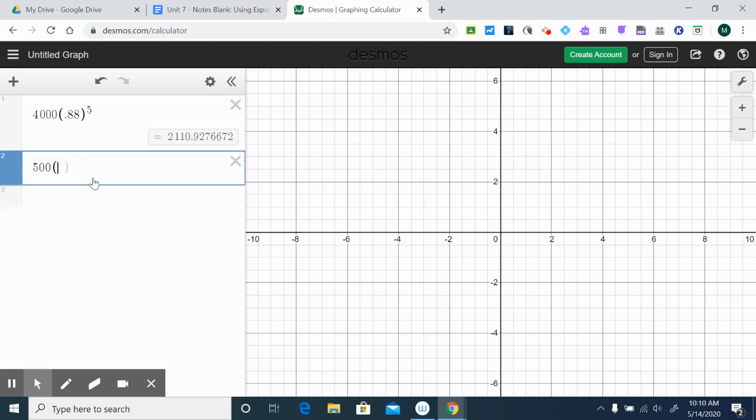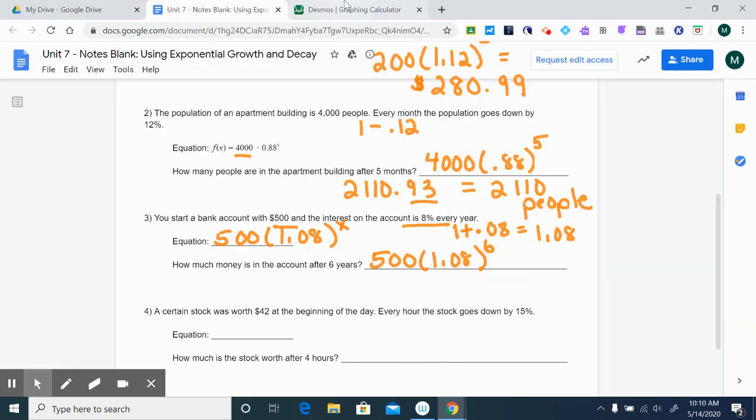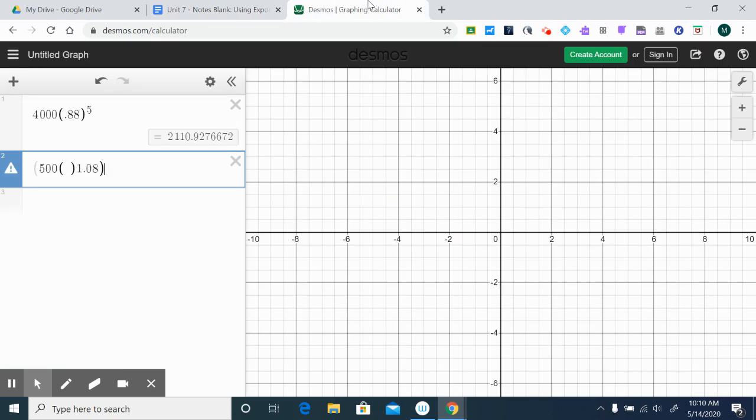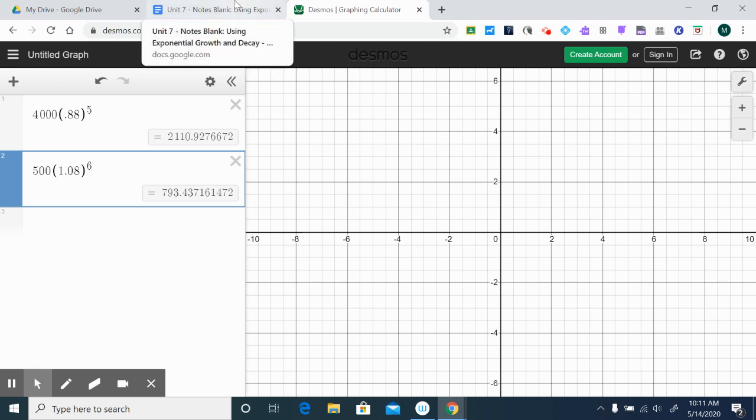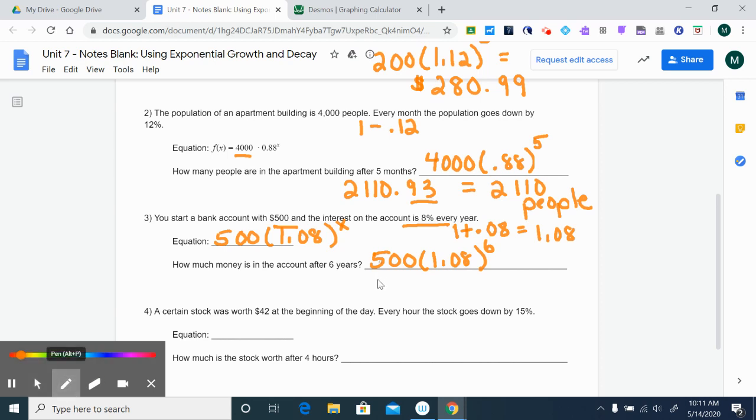So if I do 500 times 1.08 and raise it to the 6th power, that gives us 793.437. Again, dealing with money, we want to round to 2 decimal places, so that would round to 793.44, and that's money. So that's how much money would be in the account after 6 years.